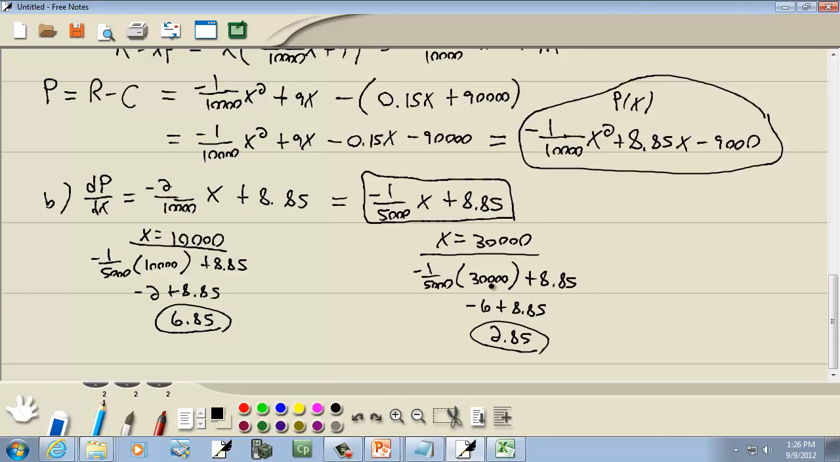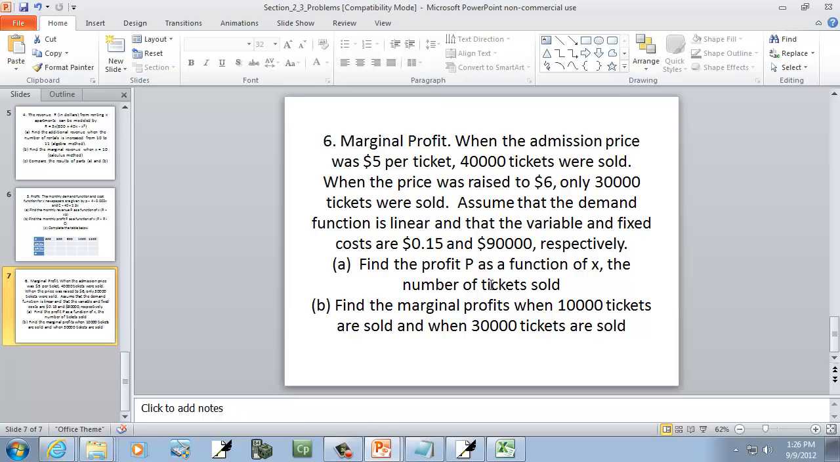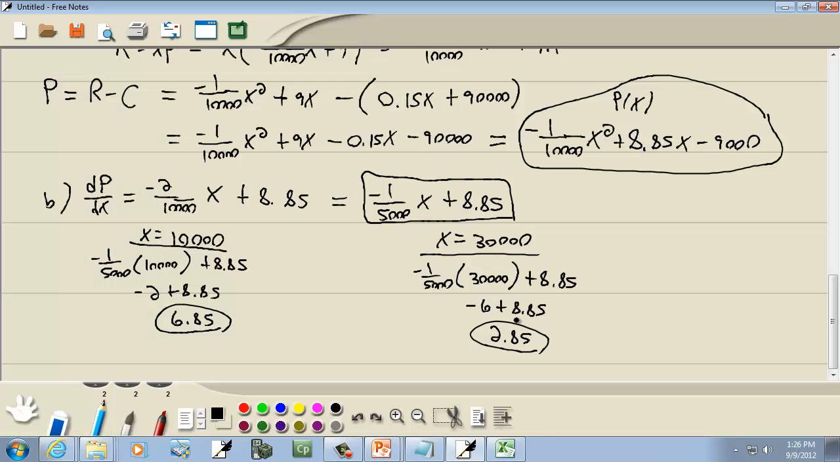Now realize what this has given us. Find the marginal profits. This isn't telling us the profit. This is telling us the change, a change in the profit at these points. When we got 30,000 tickets sold, this is our change in the profit. And when it's 10,000, this is our change in the profit.